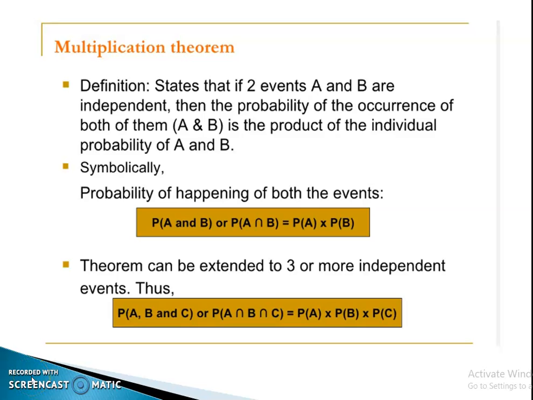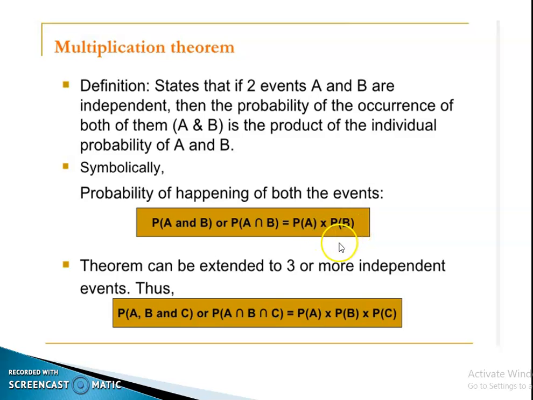Multiplication theorem for independent events. The theorem states that if two events A and B are independent, then the probability of the occurrence of both of them, A and B, is the product of individual probabilities of A and B. Symbolically, probability of happening of both the events is probability of A and B, or probability of A intersection B is equal to probability of A multiplied by probability of B.